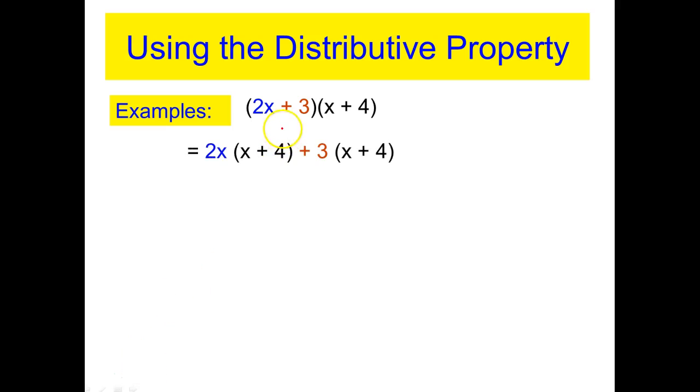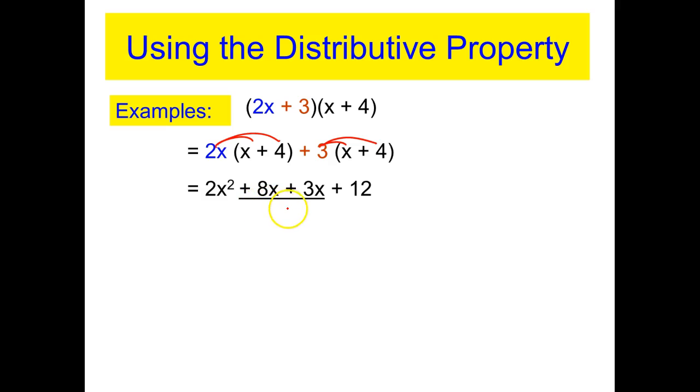So if I were multiplying 2x plus 3 times x plus 4, I would multiply 2x times both of the elements in the second binomial, and I would also distribute the 3 by both elements in the second binomial. So 2x times x and 2x times 4 gives me 2x squared and 8x. And then 3 times x and 3 times 4 gives me 3x plus 12.